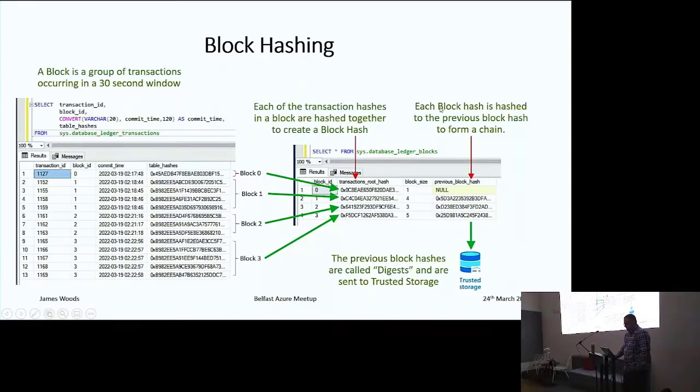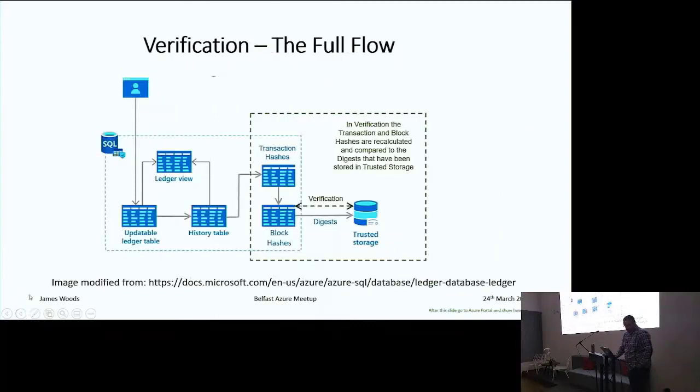So you now have a block hash that's hashed to the previous block hash, and that forms a chain, or if you wanted to call it a blockchain, you could. These block hashes are called digests in Azure SQL Ledger, and they're what actually gets sent to trusted storage. So the only thing that gets sent to trusted storage is every 30 seconds you have one hash, which is super small, so you have very low I/O. So the next slide just talks for the full flow for verification.